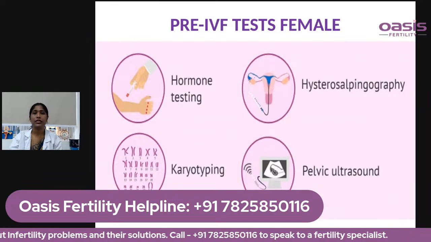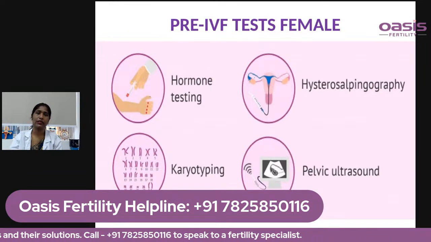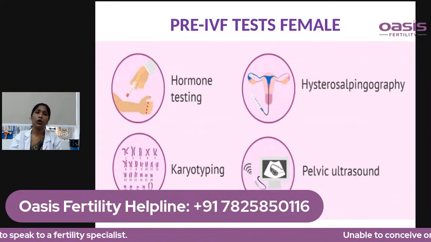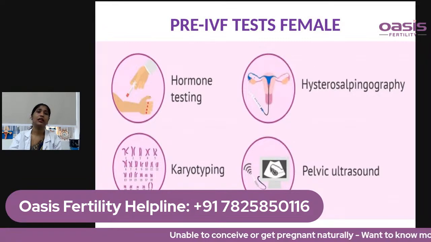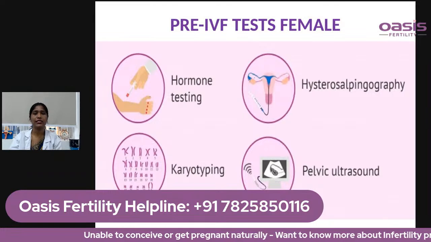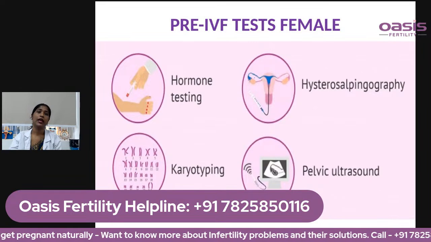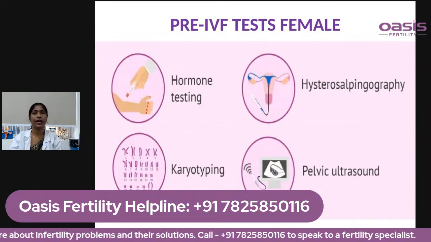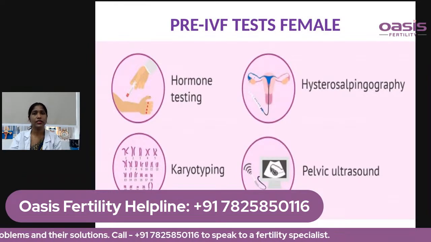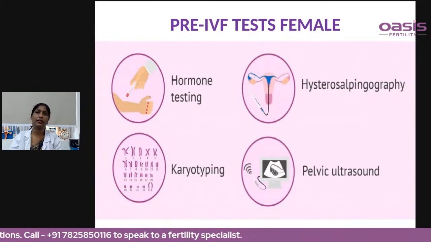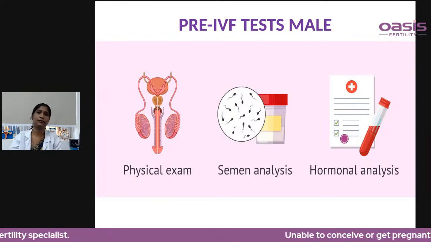Then third is to do a genetic analysis. Again, this is done selectively, especially for those females who have undergone multiple failed IVF cycles, or who have a history of any genetic disease in the family, or if there is any female who has repeated pregnancy losses or miscarriages. Then we would like to do the genetic testing of both the male and the female partner. And then a pelvic ultrasound is done routinely for all the females before she goes into the actual IVF cycle. In an ultrasound, we try to assess the ovarian reserve. We look at the ovaries, we count the antral follicles, and we also assess the condition of the uterus.